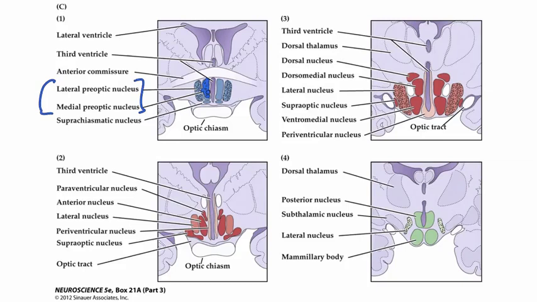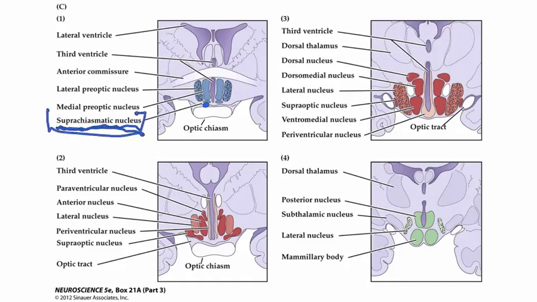Other structures in this medial zone worth mentioning include the suprachiasmatic nucleus. This is a small nucleus that sits just above the chiasm here, just a little bit medial and anterior to where I highlighted the supraoptic nucleus. So this is the suprachiasmatic nucleus. Hopefully that's easy to remember.